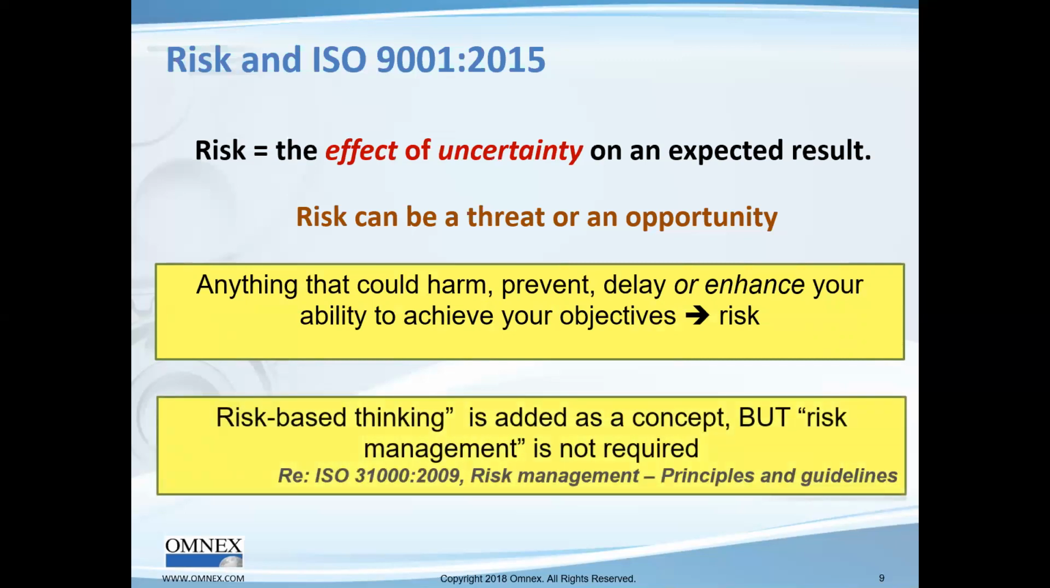So, risk-based thinking was added into the standard in 2015 as a concept, but risk management, at least with respect to ISO 9001, is not required. Now, there are other standards that ISO produces, specifically ISO 31000, which does talk about risk management. And it is a very comprehensive approach towards risk management. Again, 9001:2015 says you do not have to do risk management. Unfortunately, it doesn't really say what it is that you have to do. So you've got to look at these other standards to get some indication of what the standards are really calling for.